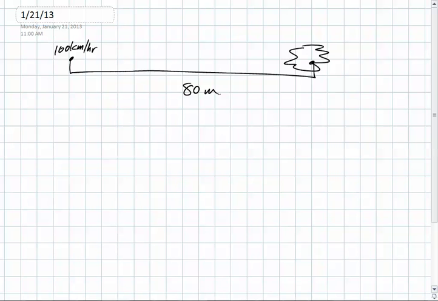So let's just change this, for example. So instead of 100 kilometers an hour, what is it going to be? 100,000 meters per hour. Now, that's not a traditional velocity, but do we have our units unified? Yeah, they are.